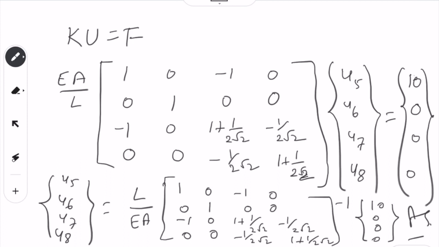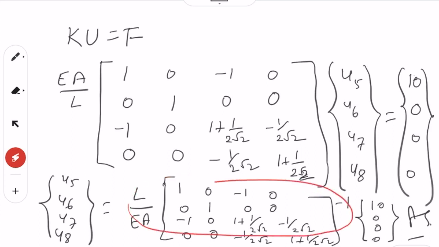Okay, so part B of the question was to assemble the global stiffness and force matrices, that we have done. Part C is to partition the system and solve for the nodal displacements. This is part C. We have done the nodal displacements, but we have not inverted. Basically, I just wrote it.